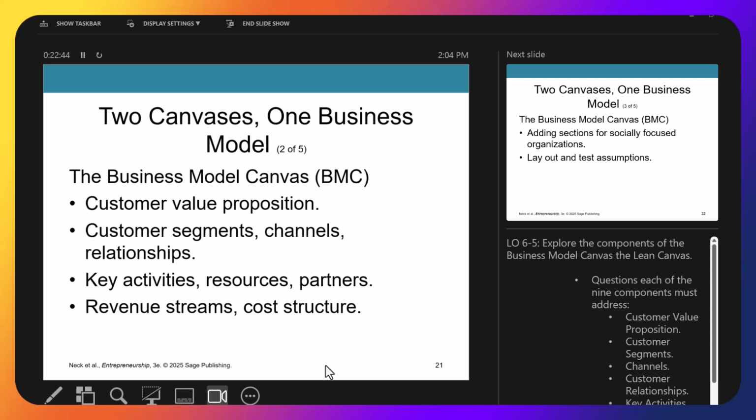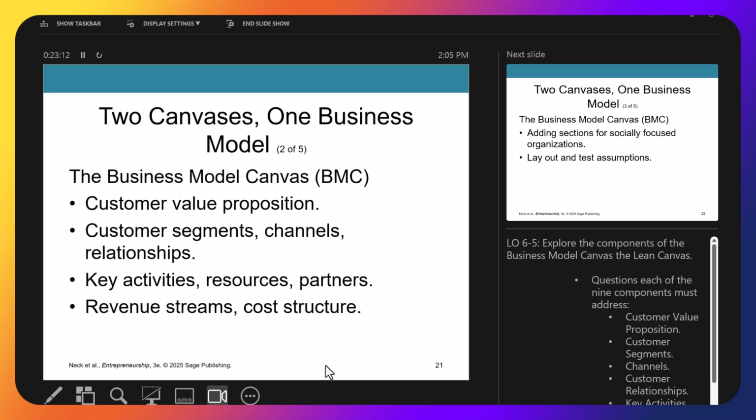What channels are you using? Are you using social media? Are you using billboards? Are you using telephone, cold calls, whatever else? The channels that you choose to use. And the relationships that you ultimately get to establish by going through the customer segments and the channels are vitally important. It's what ultimately keeps you afloat. If you don't establish those relationships with the customers and develop some loyalty from them, then it's very difficult to sustain a business.